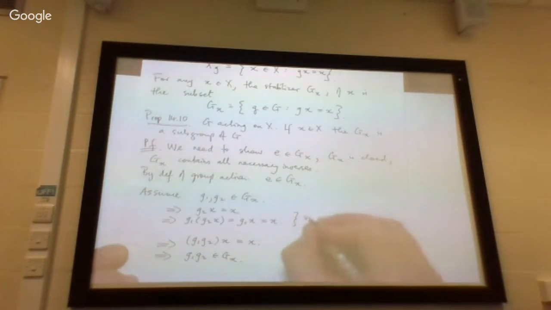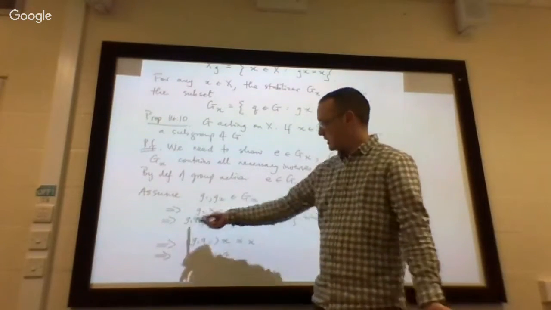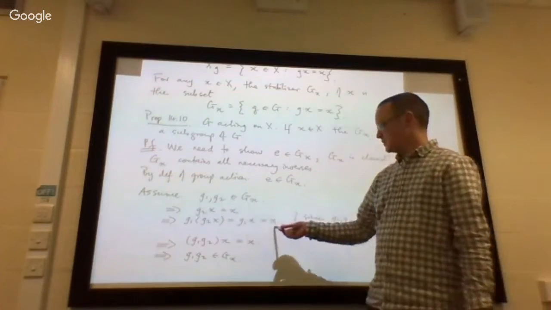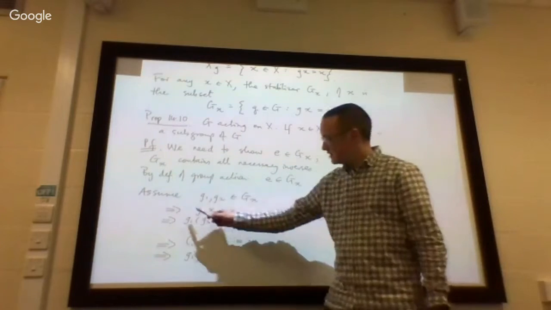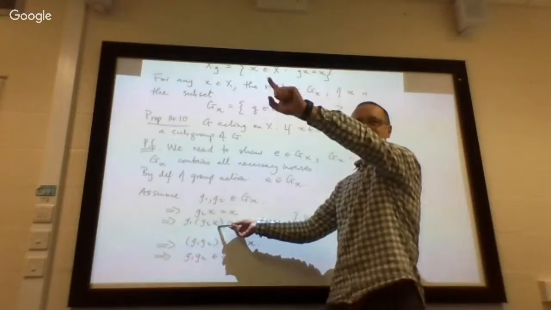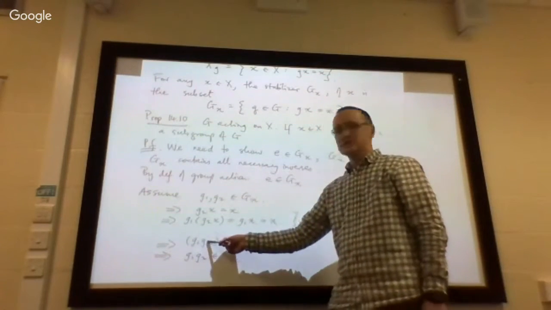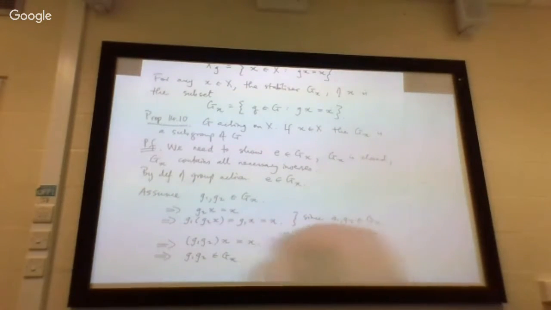So those two are true since G1 and G2 are in the stabilizer. G2 stabilizes x, so when you apply G1 to G2x, you're applying G1 to x. G1 stabilizes x, so that's just equal to x. And then you can see what the next jump is. Here I've got G1 applied to G2 of x. Property 2 tells us that's exactly the single element G1G2 applied to x. So the justification for this movement to this line is by definition of action.